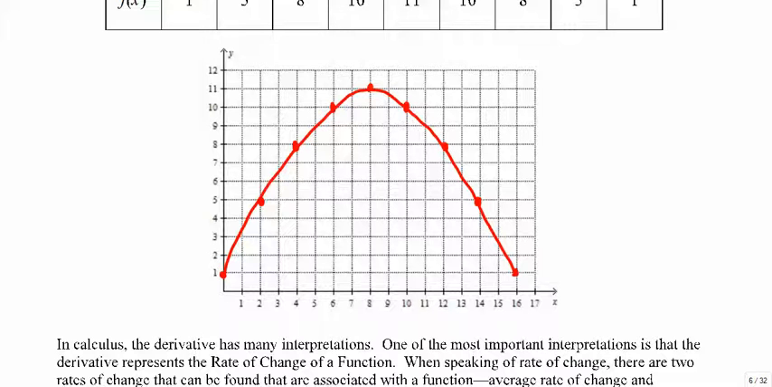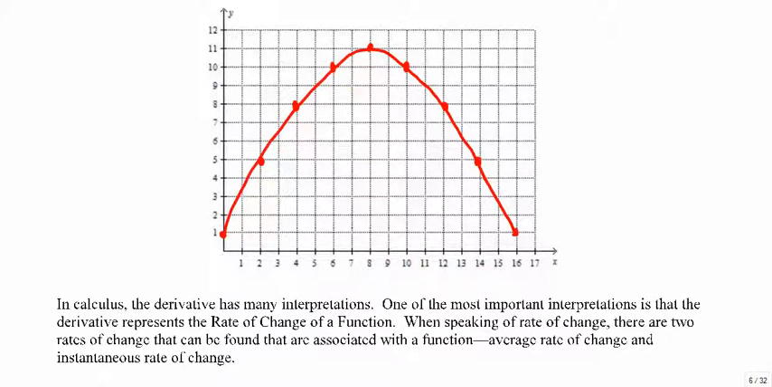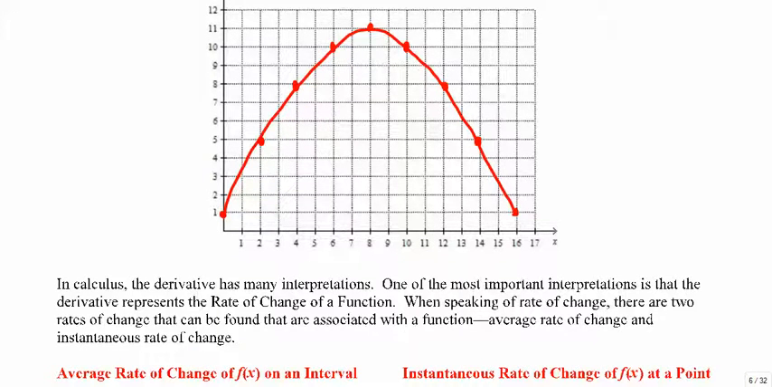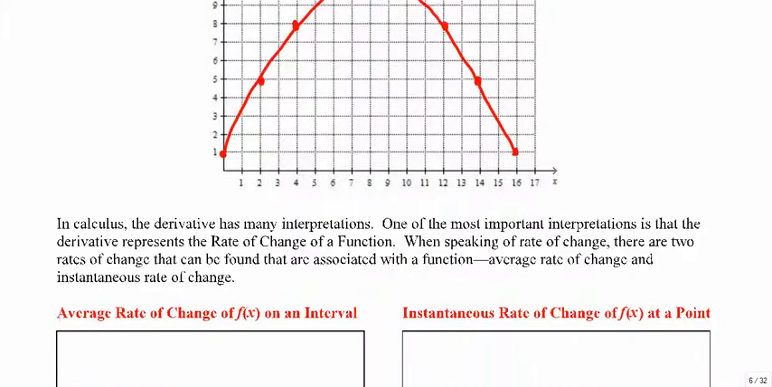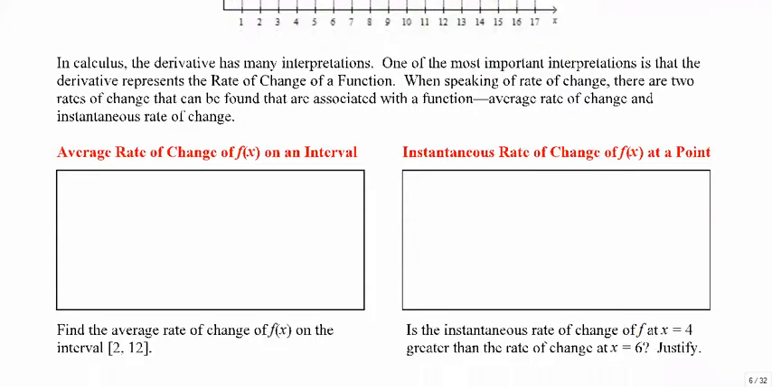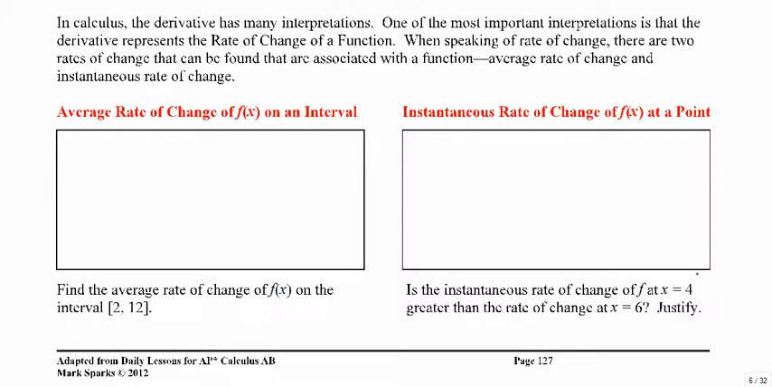It looks like this. This little blurb talks about how in calculus, the derivative has many interpretations. One of the most important interpretations is that it's a rate of change. And when speaking of rate of change, there are two rates of change that we have practiced this year. One is called the average rate of change, and the other one is instantaneous rate of change. Both are very important to our work in calculus. So let's look at the average rate of change first.